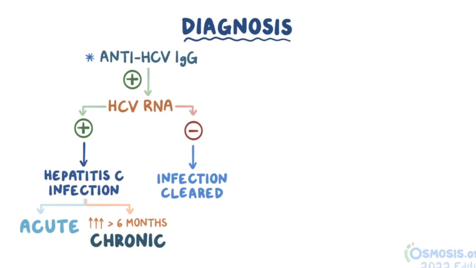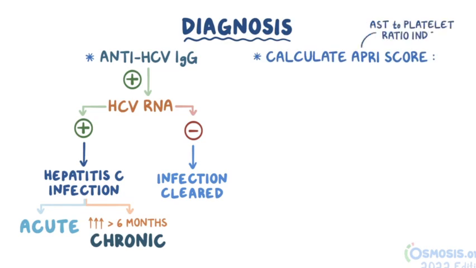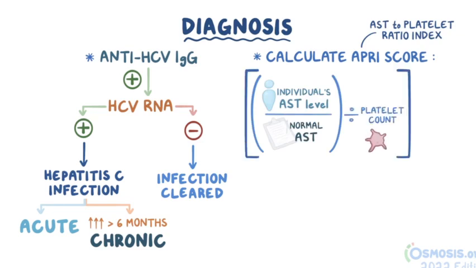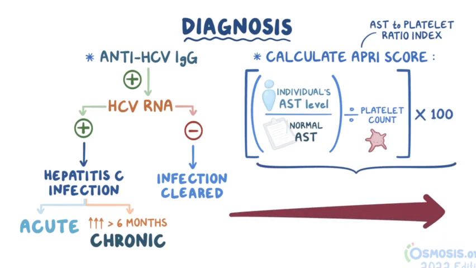Once a diagnosis is established, it's helpful to calculate the APRI score, which is the AST to platelet ratio index. It's calculated by dividing the individual's AST level by the normal value of AST, and then dividing by the platelet count and multiplying by 100. This estimates the degree of liver fibrosis. If the score is below 0.5, there's minimal fibrosis. Between 0.5 and 1.5 is in between, and above 1.5 means that there's significant fibrosis.